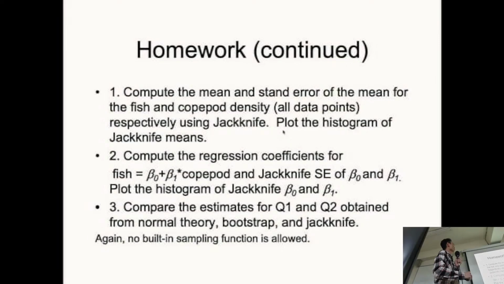Basically, repeat the homework using jackknife. The same homework, but instead of the bootstrap, use jackknife. And then finally, you compare the results from jackknife and bootstrap, and also normal theory. Of course, you cannot get the standard error of the median from normal theory. That's okay. You just say it's not possible to get. But for the standard error of mean, you should be able to get it from normal theory.